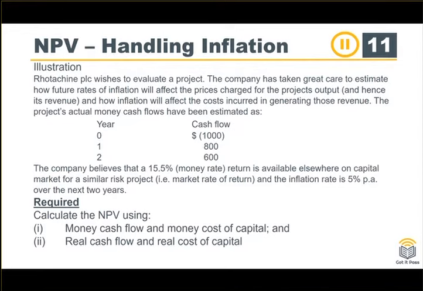Okay, welcome back. Here the question is helping you to understand what the money rate is and what the real rate is. So the inflation figure is here, 5% per annum over the next 2 years. And the money rate is 15.5% of return.